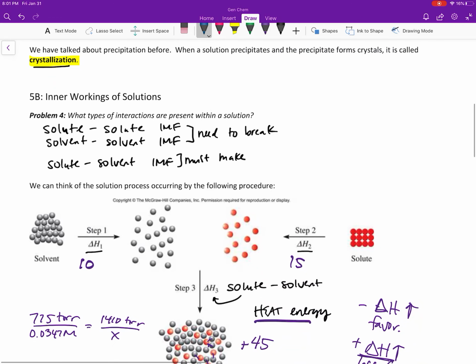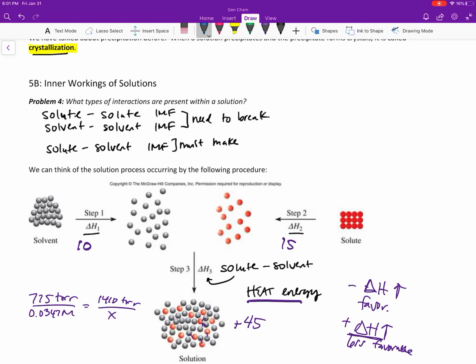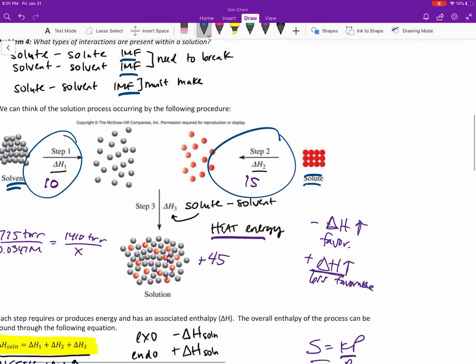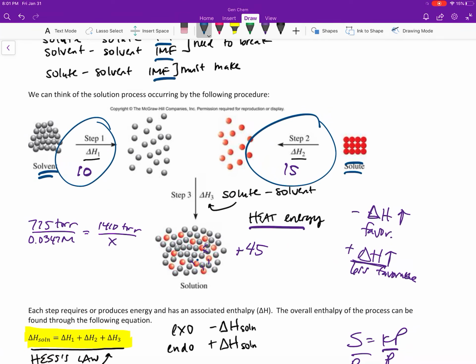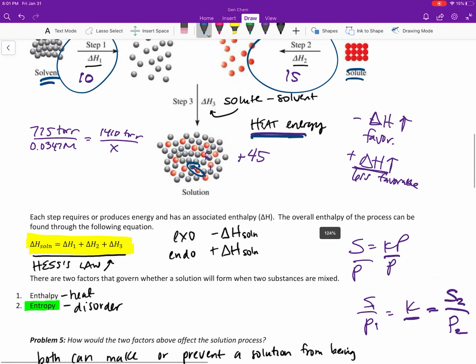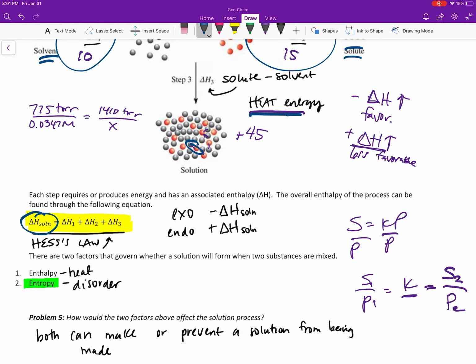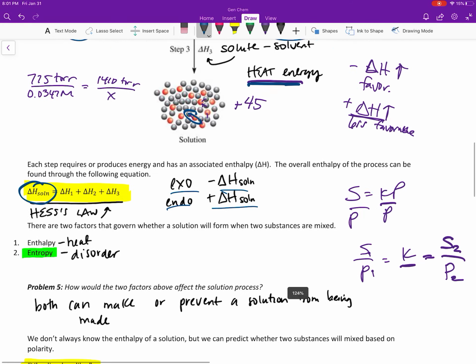Okay. Inner workings of solutions, we talked about the 3 intermolecular forces which are present in making a solution, how we have to break 2 of them, which is the solutes and the solvents, in order to make solute-solvent bonds. Okay, and this is heat energy. This is a lot like Hess's law. So when we have an overall enthalpy value that's negative, the solution process would produce heat, and when the overall enthalpy value is positive, it would be a cooled solution upon mixing, so it would feel cool, which is endothermic.